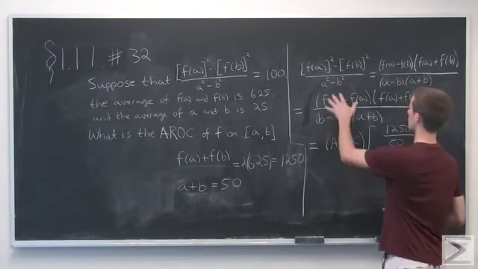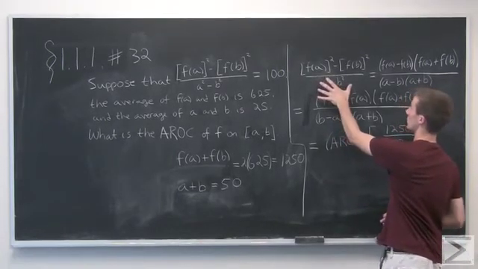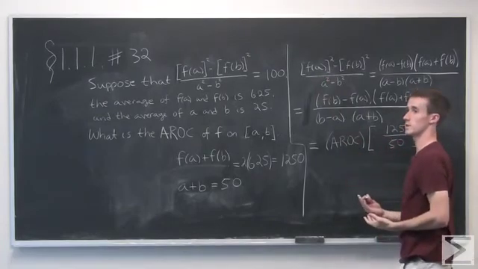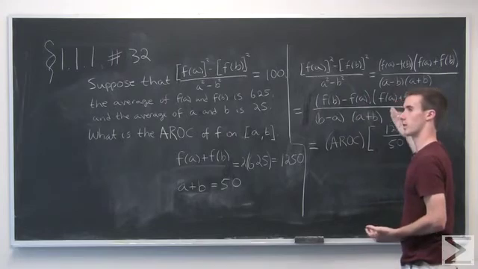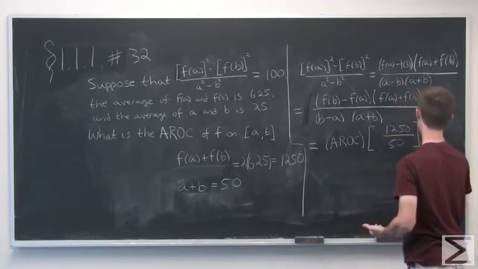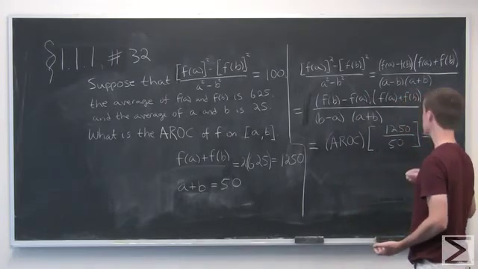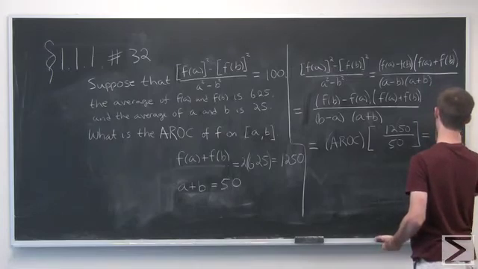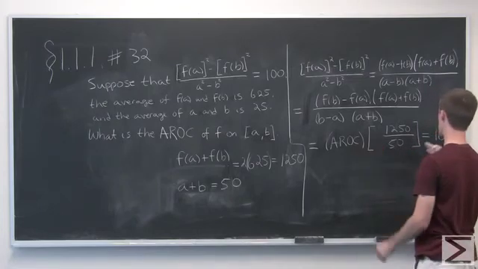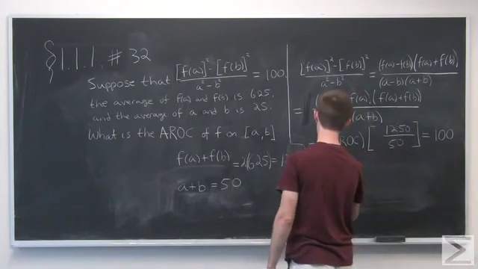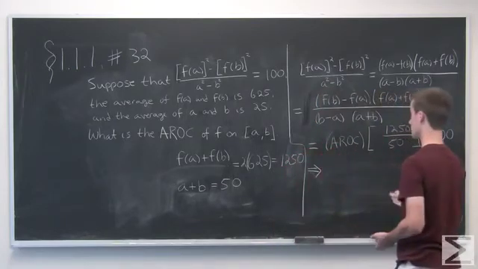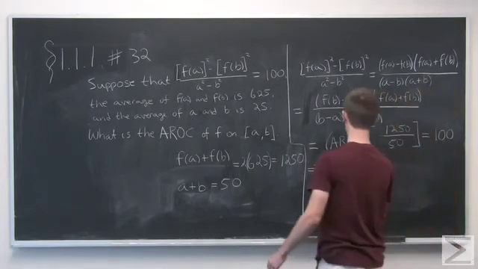Now, remember that this whole quantity that we were originally given, we know that that's equal to 100. And along each step, we haven't actually changed anything. We've just written it in a different form. So we can say that this last equation that we wrote is actually equal to 100. So now all of this means that we can just solve right for the average rate of change.